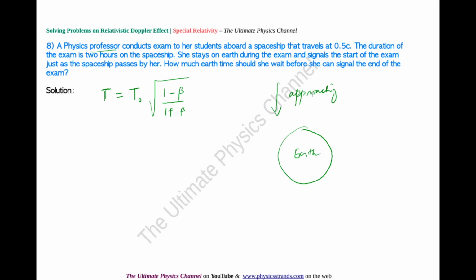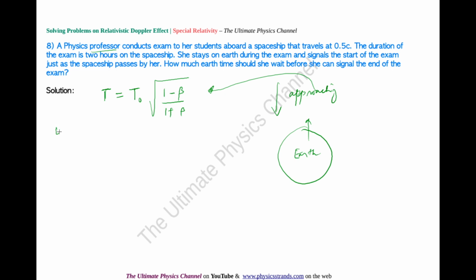So in that case, they are approaching, so she's sending her second signal to indicate the stop of the exam. And those signals have to take less and less time to reach them because it is approaching. They are approaching the Earth. So I have to use a minus sign in the numerator here and a plus sign in the denominator for the approaching phase. That is why here we have to use this.